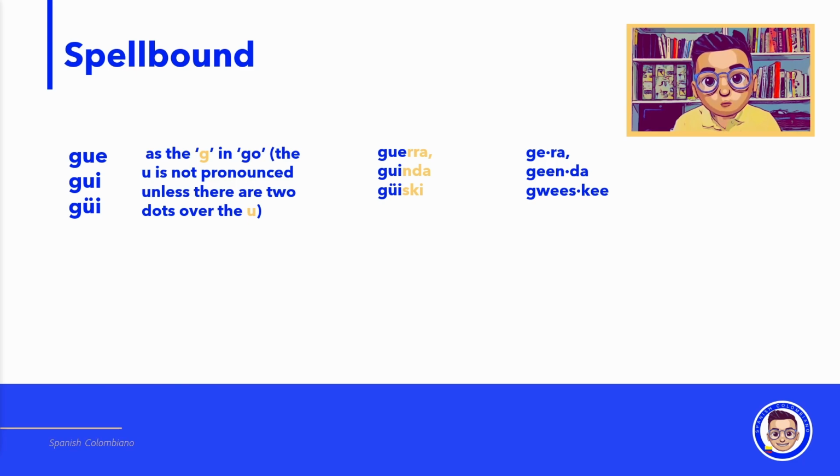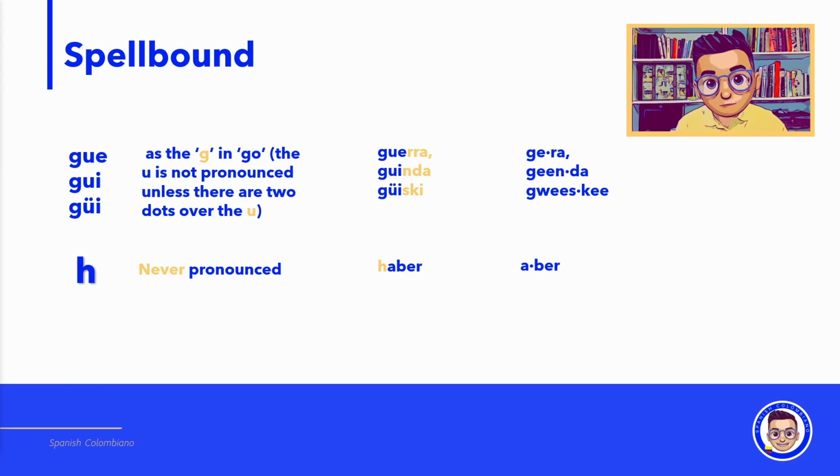We say whiskey. The next one is the letter H, which we never pronounce in Spanish. For example, with the word haber, we don't pronounce the H. So when we see H in Spanish, never pronounce that letter, just ignore it.